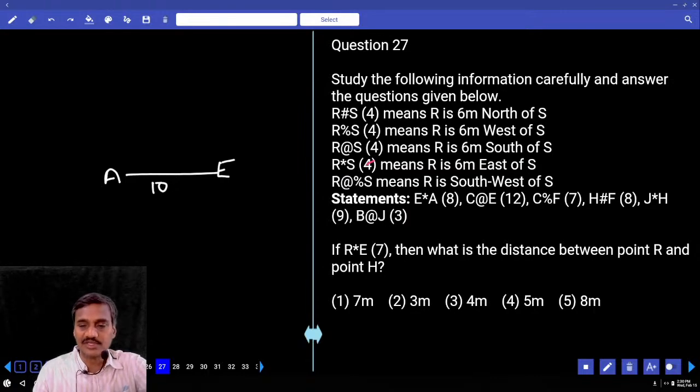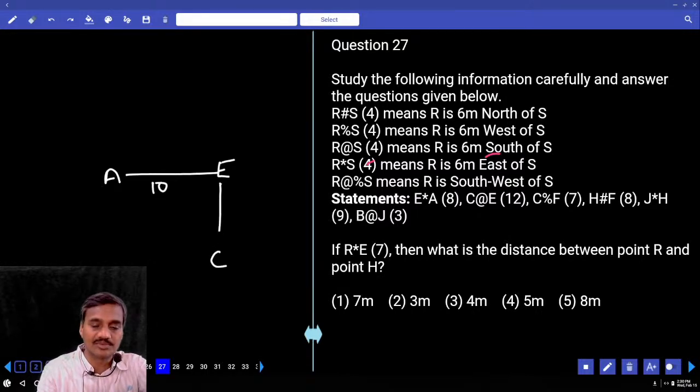C at the rate of. At the rate of means C is to the south of. South of what? South of E. C is to the south of E. The distance is 12. 12 కాబట్టి ఇక్కడ ఎంత ఉండాలి చెప్పండి? 14. C is to the south of E.